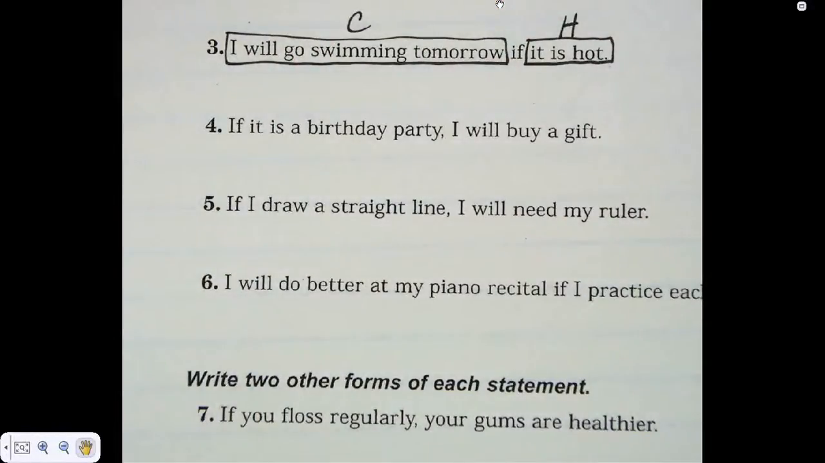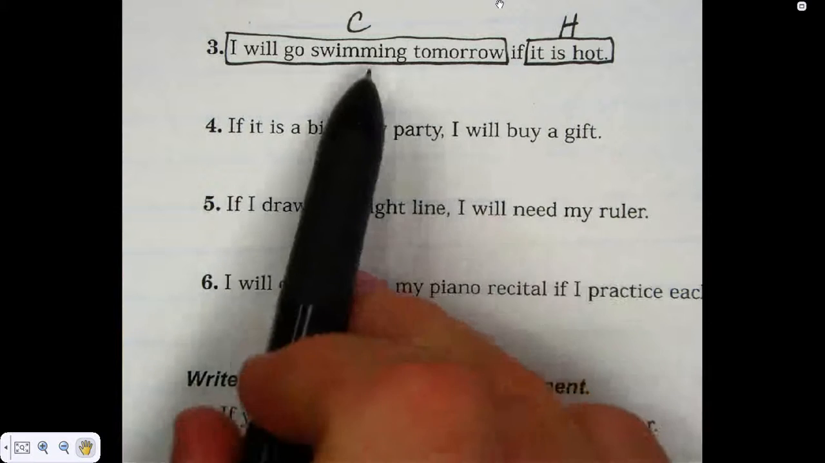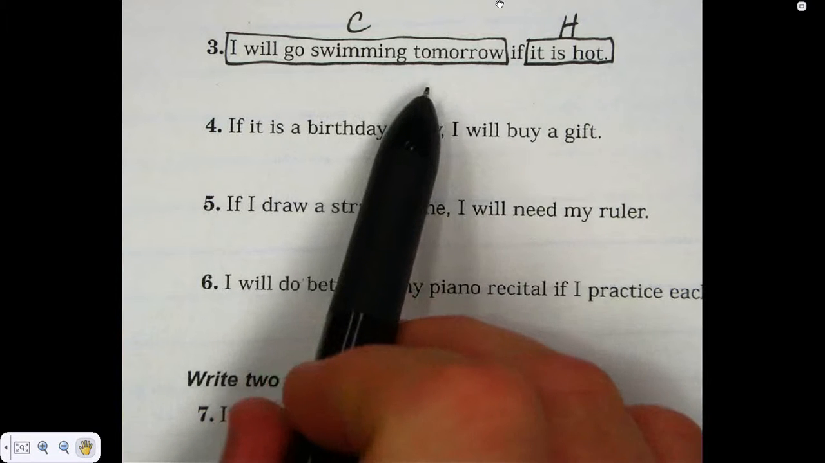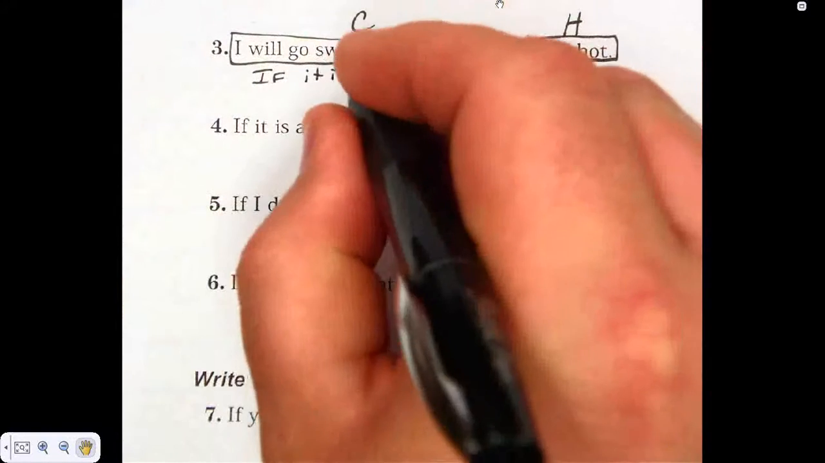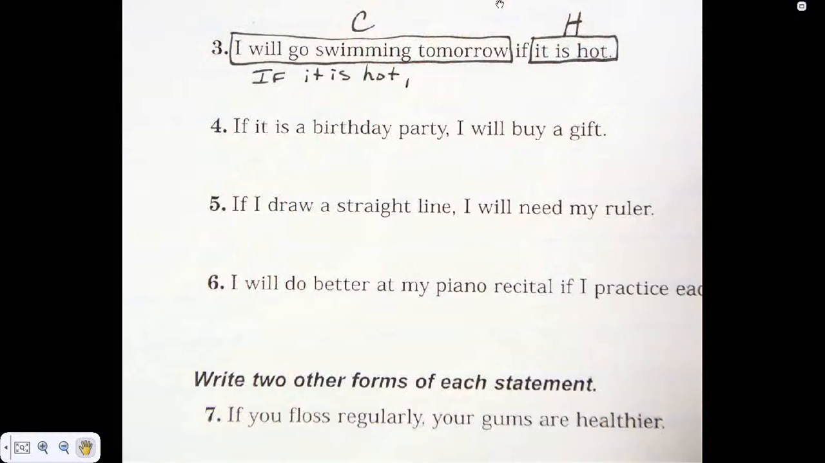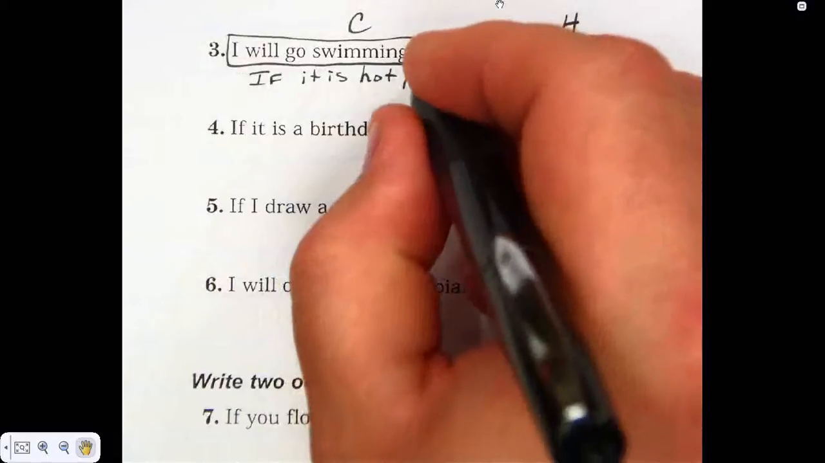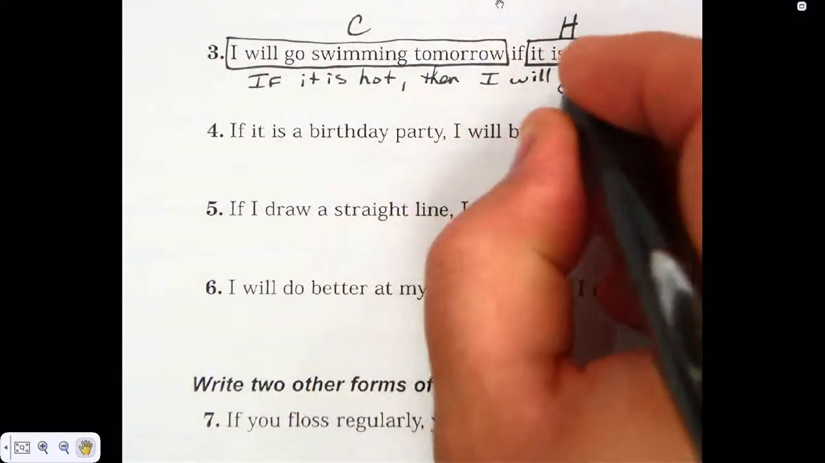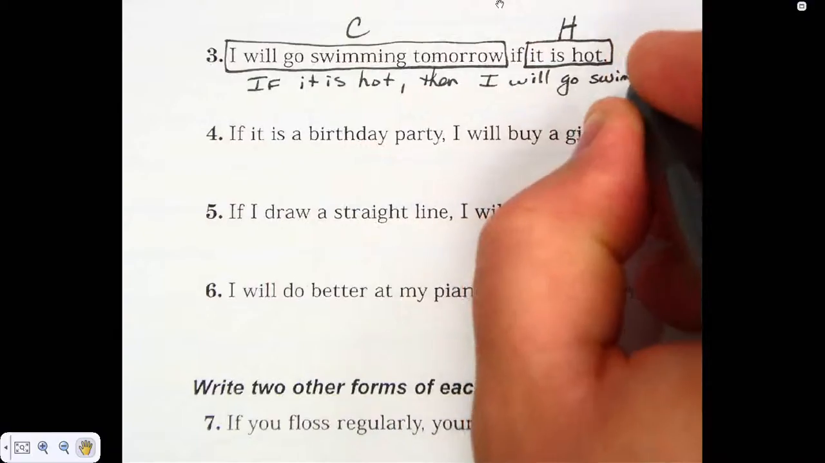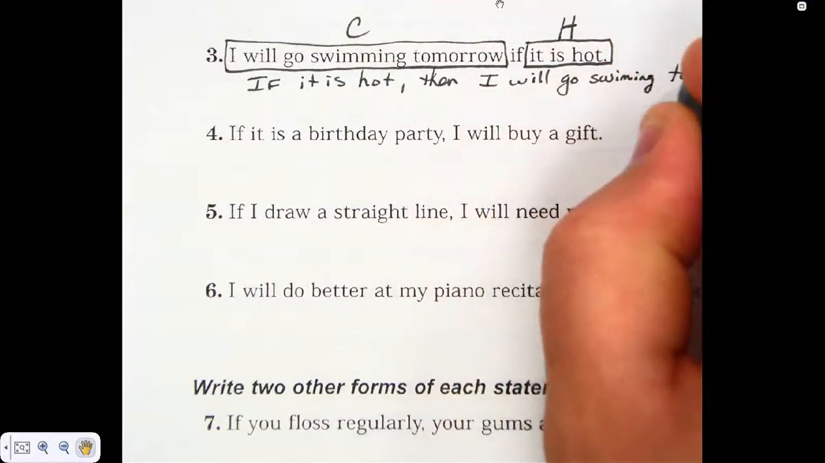Like I said, this section is all about logic, about being able to read the sentence and understand what they're actually saying is first, even though from left to right it may not be first. If you were to rewrite that as an if-then statement, how would you write it? If it is hot tomorrow, then I will go swimming tomorrow.